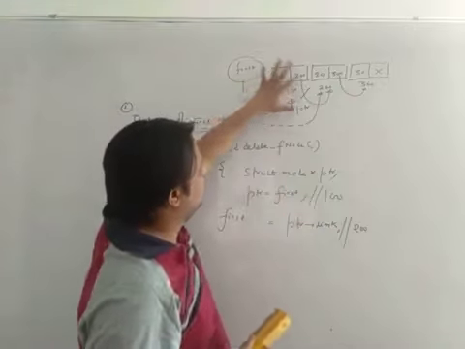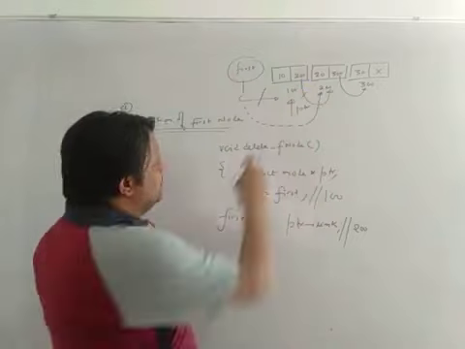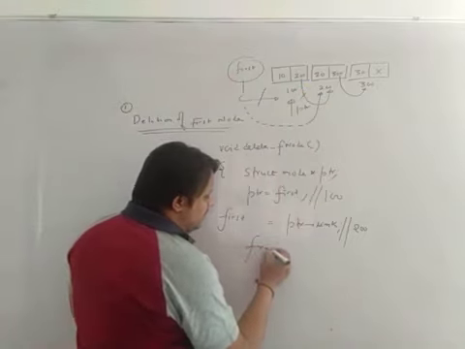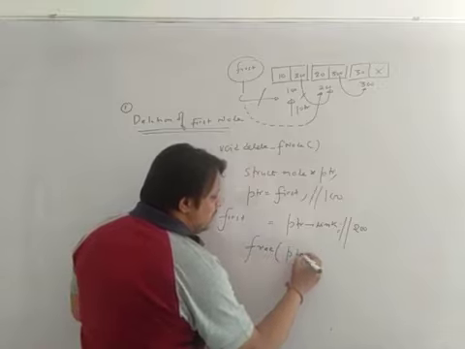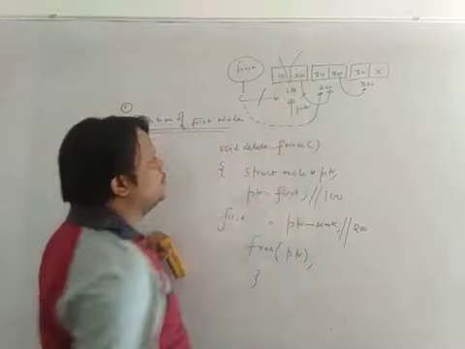And this node you have to basically delete. So this is 100. So for deletion what do you use? You write free. So you write free ptr. That's it, and this is going to delete this node.